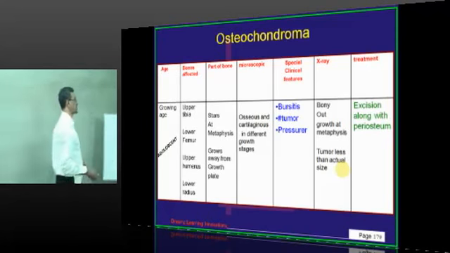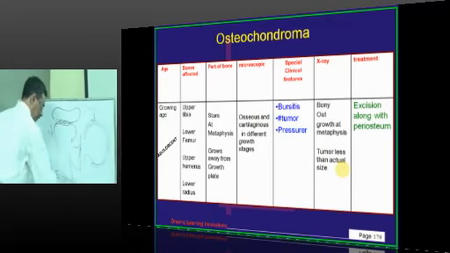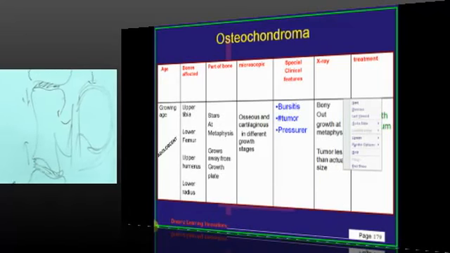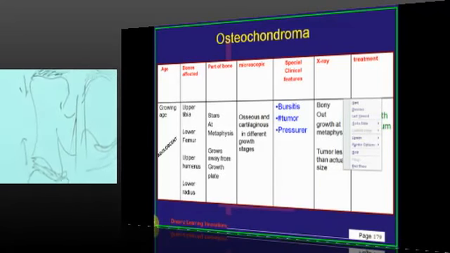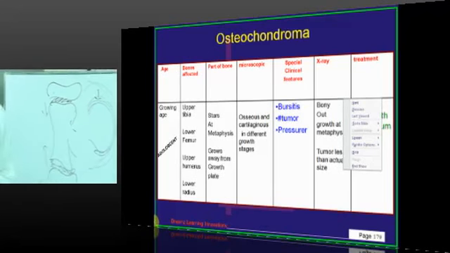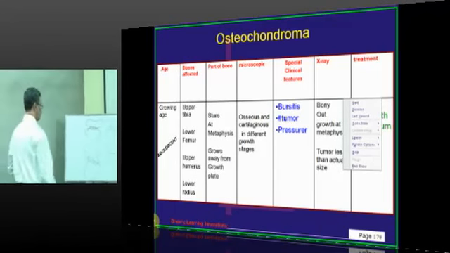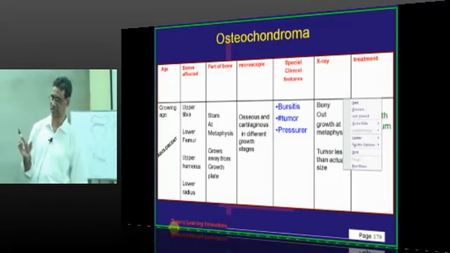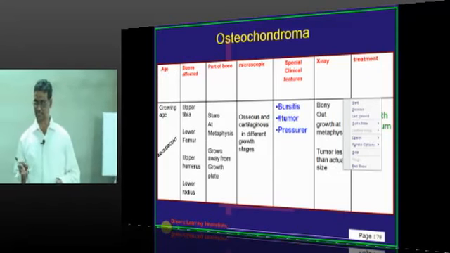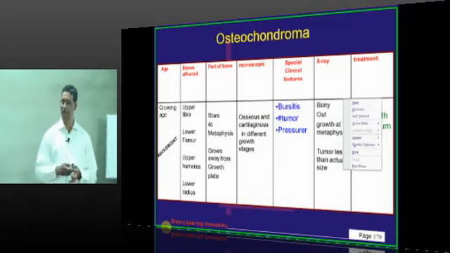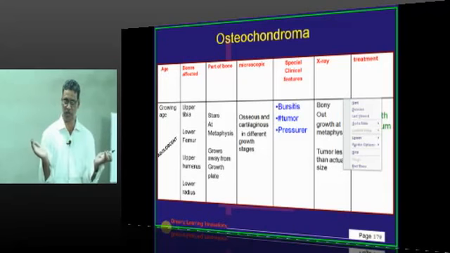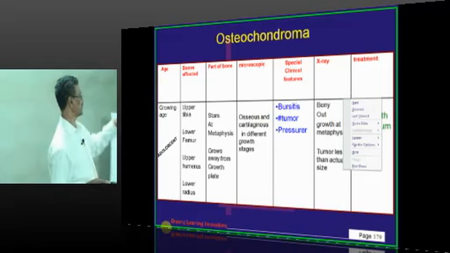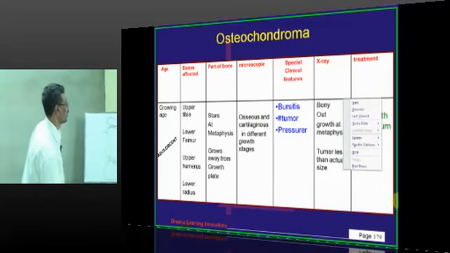And then fracture of the tumor itself, it may fracture. Not the fracture of the bone, but the fracture of the tumor itself can occur. And then, because it is growing, it can cause pressure over the vital structures and cause neurovascular complications. Or it may mechanically block the movement of a joint because of its size. So these are the special clinical features for osteochondroma.